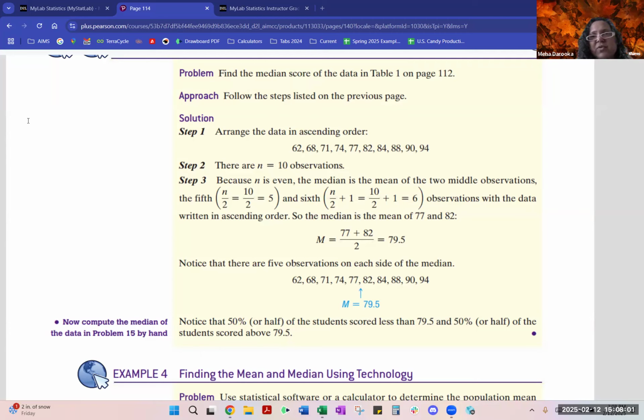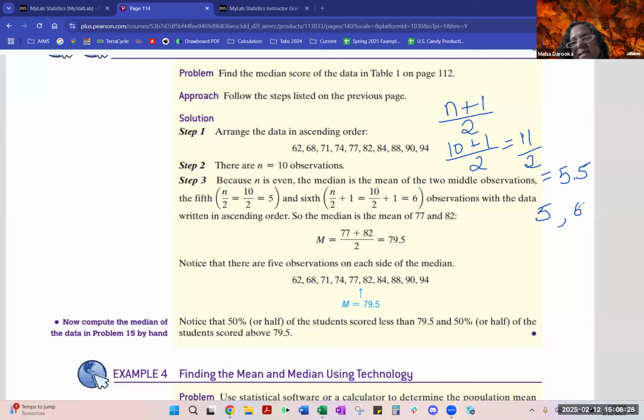So of course, if we did the n plus 1 formula like before, n plus 1 divided by 2, as you can see, that would be 10 plus 1 divided by 2, which is 11 divided by 2. And then, of course, 11 divided by 2 comes out to be 5.5. So 5.5, you can see, is of course going to be a value between 5 and 6. So that means you are looking at the 5th and 6th position to find your median.